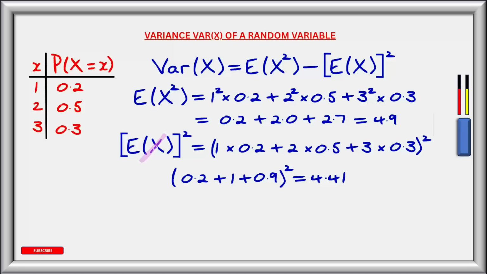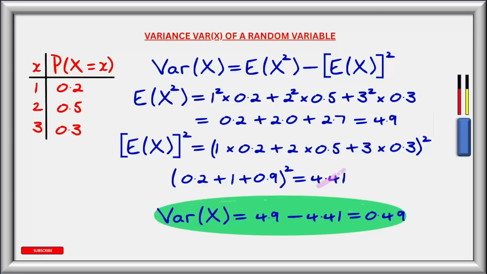And to find the square of the expected value of X, we sum the outcomes multiplied by their individual probability and then square the result. So we have 1 multiplied by 0.2 plus 2 multiplied by 0.5 plus 3 multiplied by 0.3, and then we square this. So we have (0.2 plus 1 plus 0.9) squared, and this comes to 4.41. And then subtracting this result, 4.41, from this result, 4.9, gives us the variance of the random variable X. And this equals 0.49.